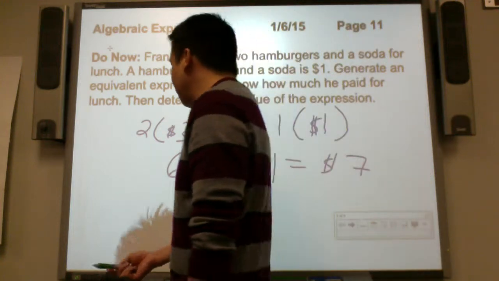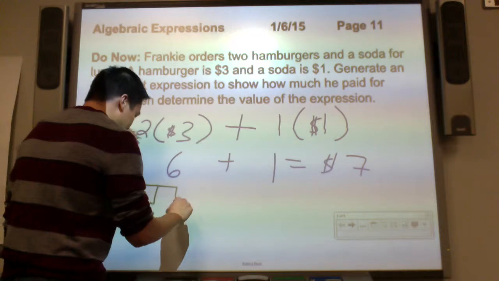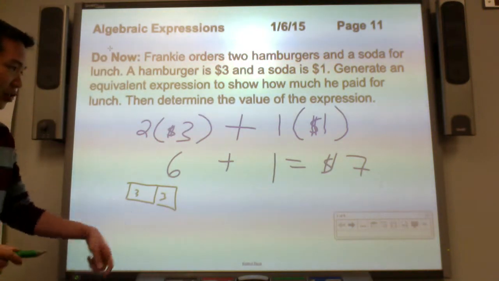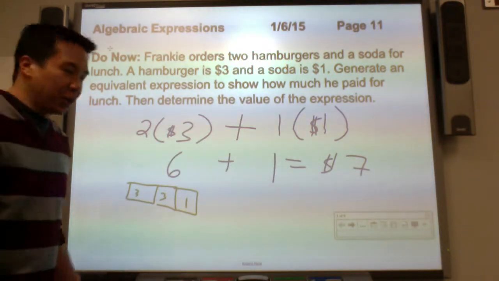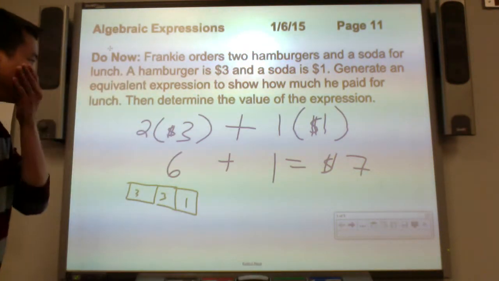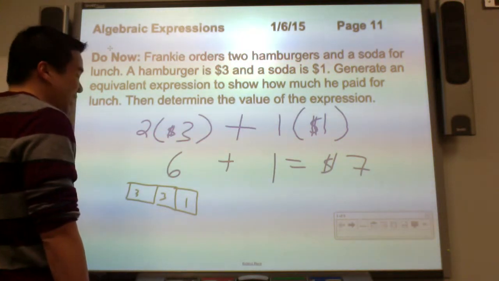Some kids like drawing pictures. You could have drawn it this way. We know we had 2 hamburgers, $3 each. Then we had a soda for $1. So 3 plus 3 plus 1 is 7. So either one would have given you an equivalent expression.